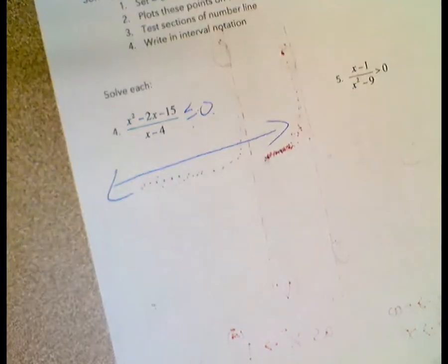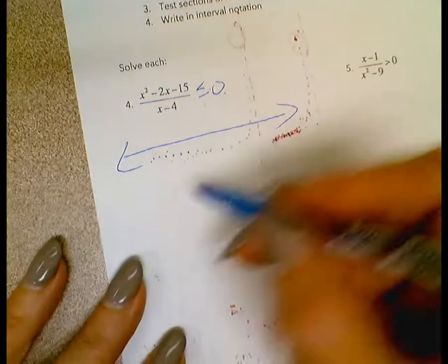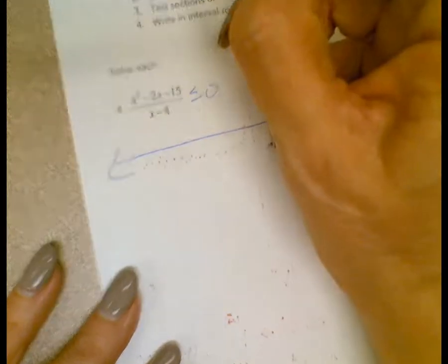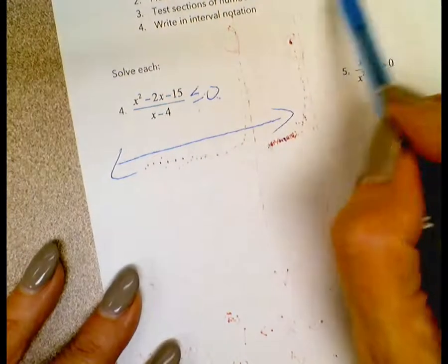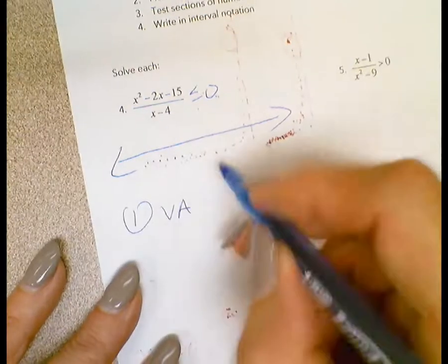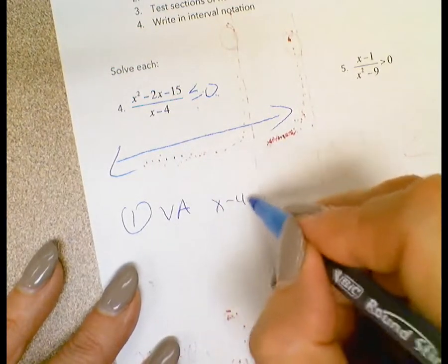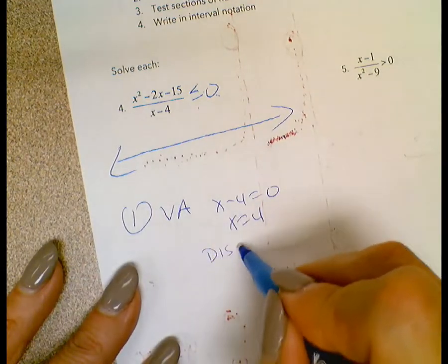We're not graphing this, but we will look at this on the calculator. So what you have to do basically is find and follow these steps. We're going to set equal to 0, which it is equal to 0. We're going to plot these points on the number line, zeros and vertical asymptotes. What I like to do is the vertical asymptote first. So we're going to set the denominator equal to 0, and x is 4. This is a discontinuity.